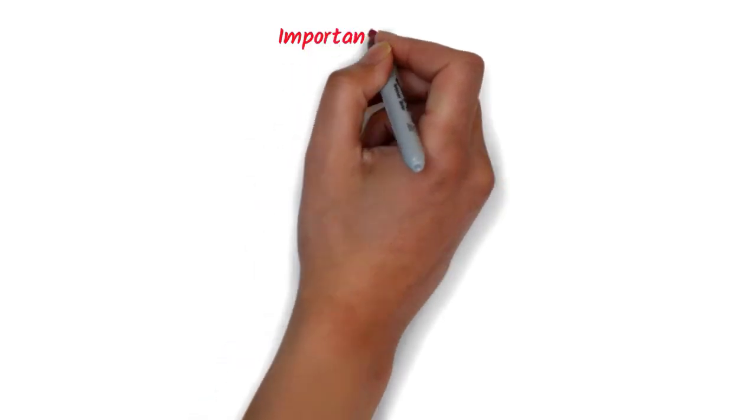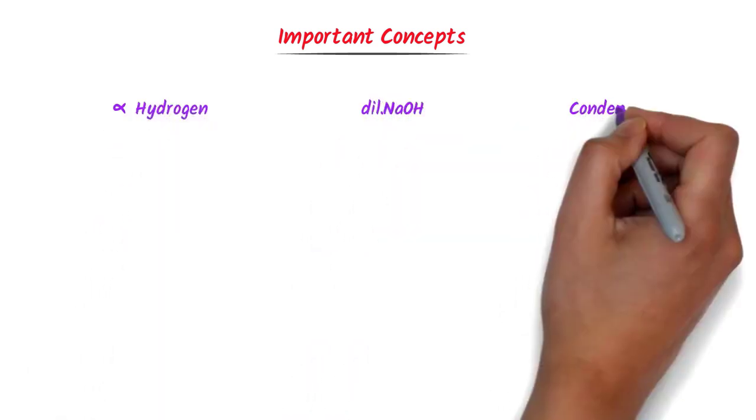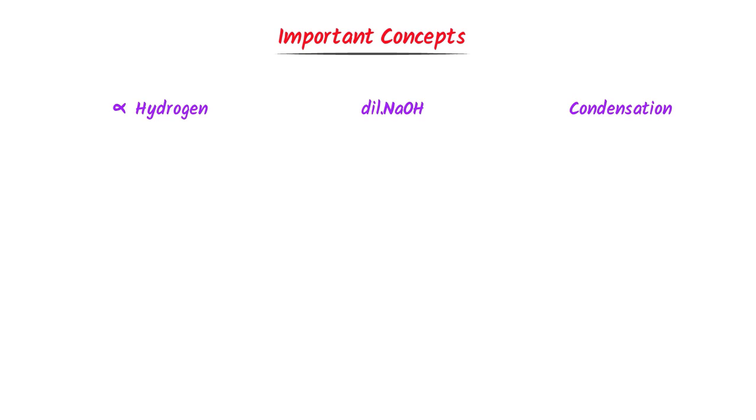Firstly, let me teach you some important concepts related to aldol condensation, like alpha hydrogen, dilute sodium hydroxide, and the meaning of condensation. Well, consider this organic compound. We know that this is the functional group of aldehyde. We call it main group. Now this is the first carbon attached to the main group. We call it alpha carbon. The hydrogen atoms with the alpha carbon are called alpha hydrogens.